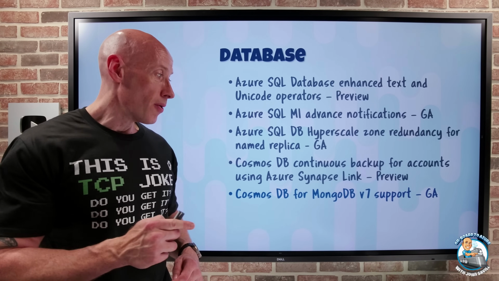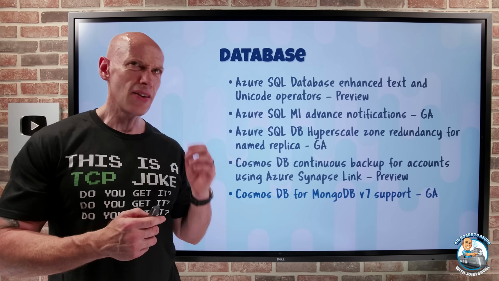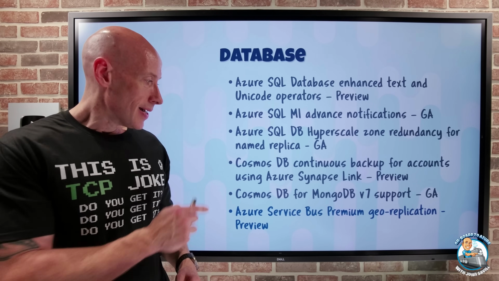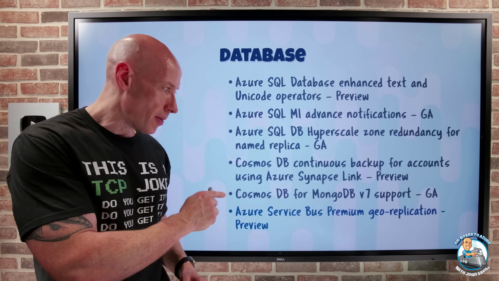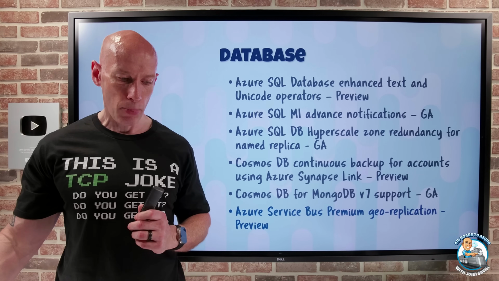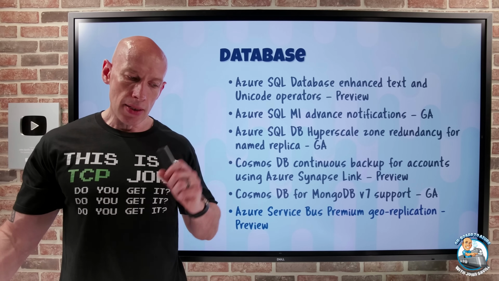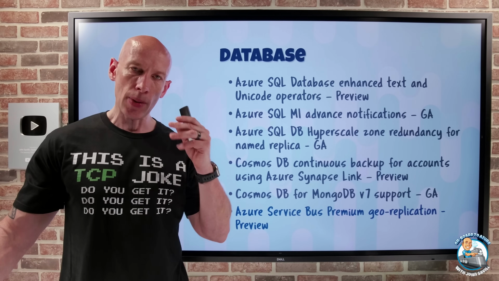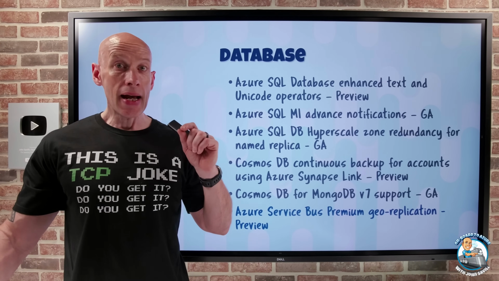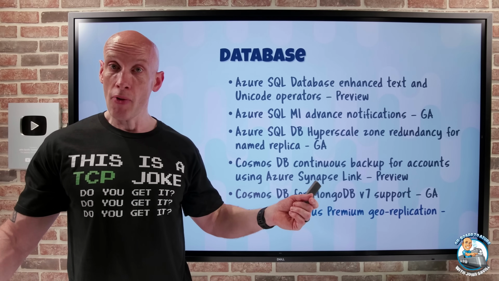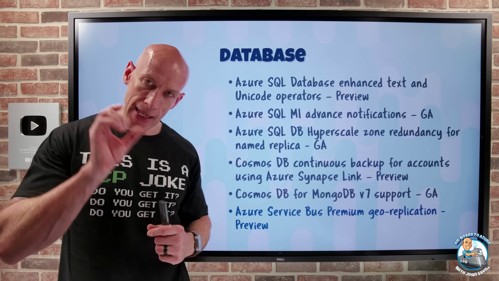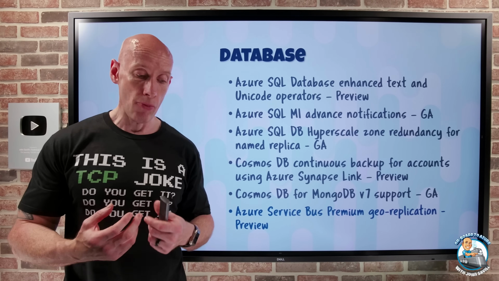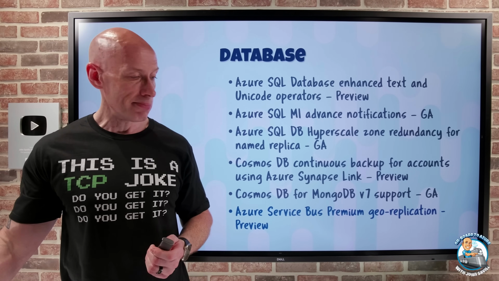Cosmos DB for MongoDB vCore now has v7 support in GA. And Azure Service Bus Premium now has geo-replication in preview. So the metadata and the data of the namespace is continuously replicated from the primary to the secondary. It allows me to promote the secondary to the primary at any time. And there's a single host name we use to connect to whichever is the primary at any given moment in time.